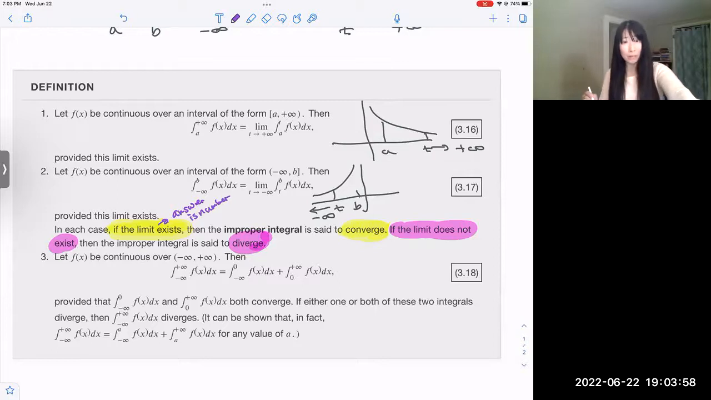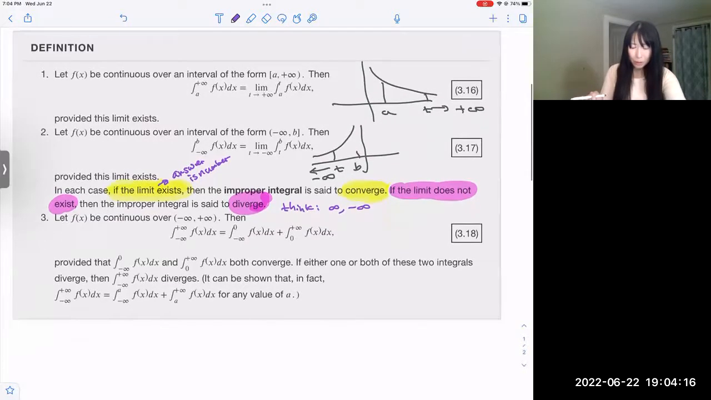Otherwise, we call it diverging. Diverging means we have positive infinity or negative infinity. Then if the limit exists, we say it is convergent because the answer is a number.